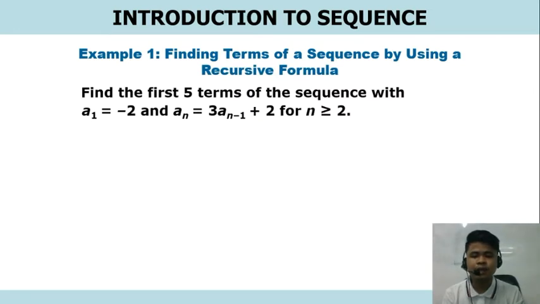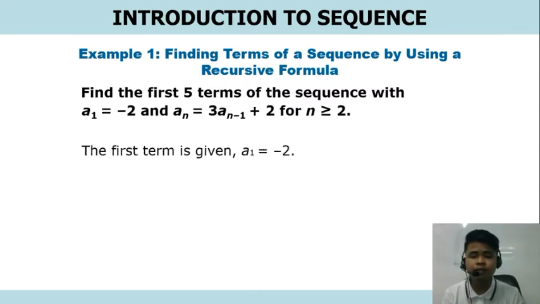Okay, let's proceed to the examples. Okay, finding terms of a sequence by using a recursive formula. As to what I have said a while ago, in the recursive formula, the first term is given. Okay, just like here, A sub 1 is equal to negative 2. Then, A sub n is equal to 3A sub n minus 1 plus 2, for n is greater than or equal to 2. So, merong condition. Okay, here, we are tasked to find the first 5 terms of the sequence.